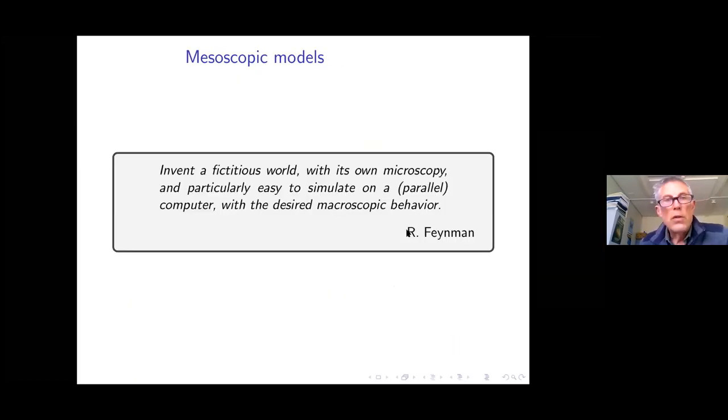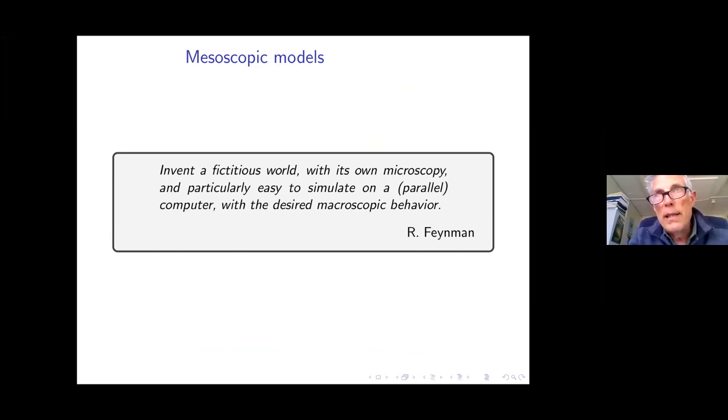So this leads us maybe to this idea of mesoscopic model. And I like this, the physicist Richard Feynman proposing this approach this way. Since actually we have so many microscopic worlds that have the same macroscopic behavior, why not invent one that is good, easy for me to simulate on the computer, that is fast to simulate, easy to deal with. I mean, that's just another microscopy which has the same macroscopic behavior. And if I'm interested in the macroscopic behavior, this virtual or fictitious microscopy may do the job as well.